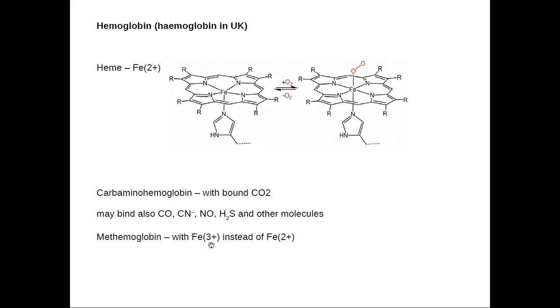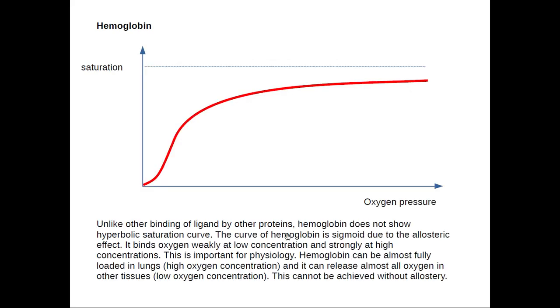Methemoglobin is hemoglobin in which this iron 2+ was oxidized to iron 3+. This may happen quite easily because the main job of hemoglobin is to carry oxygen, so it can easily oxidize. And in red blood cells, in erythrocytes, there are enzymes which can reduce this methemoglobin to normal hemoglobin. I will talk about it later when I go through the biochemistry of different tissues and organs.